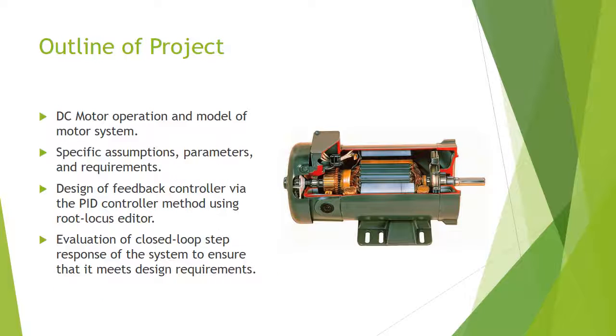Here is a brief outline of the project in the order I'll be discussing it. First, I'll begin with the DC motor operation and the model of the system, which I'll explain further in depth. Then I'll advance to assumptions for the system parameters based on the specific motor I chose, as well as design requirements. Then I'll talk about the design of my feedback controller, and with this I chose a PID controller. This is done using the root locus editor. Then I'll discuss the evaluation of the final closed loop step response of the system to make sure it meets all requirements laid out in the design.